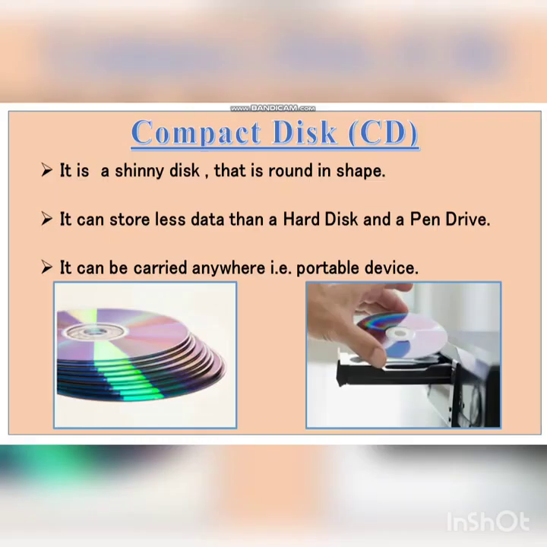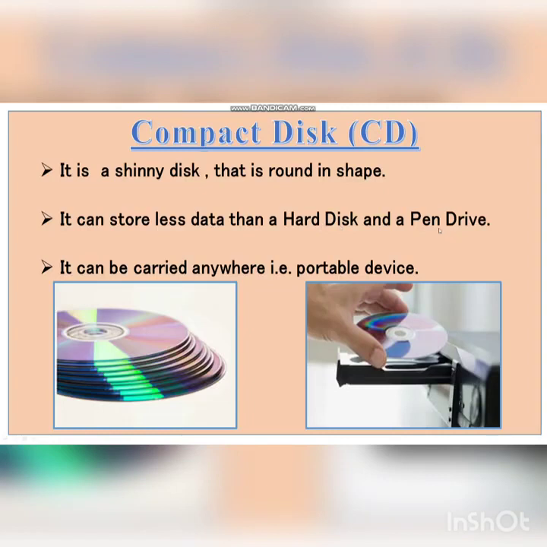Compact disk. What is a compact disk? Compact disk is also called a CD. Can you see the figure? The round, shiny device is called the CD. It is a shiny device that is round in shape. It can store less data than a hard disk and a pen drive. So what is the shape of the CD? It is round and shiny, but it stores data that is less than the hard disk and the pen drive.